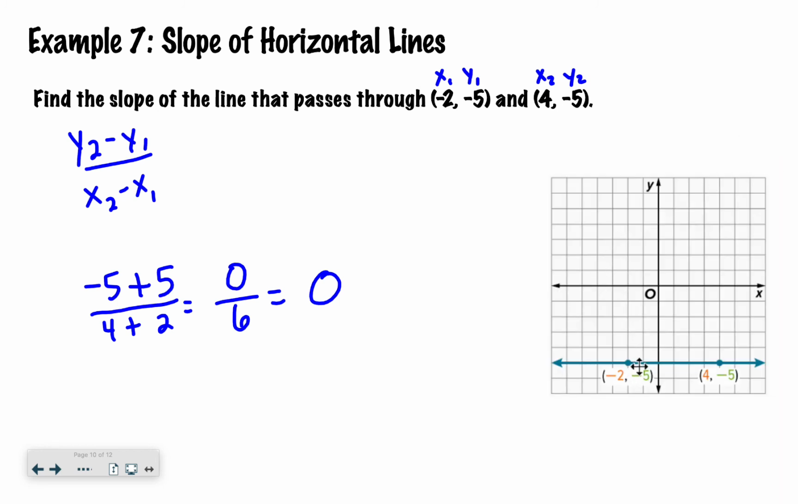And this is what the slope looks like for 0. It means you did not go up or down at all. In this case, I did not go up or down, but I did move 6 units to the right, which is where this 6 comes into play. But I did not move up or down, so this is a 0 slope. 0 slope means it goes straight across.